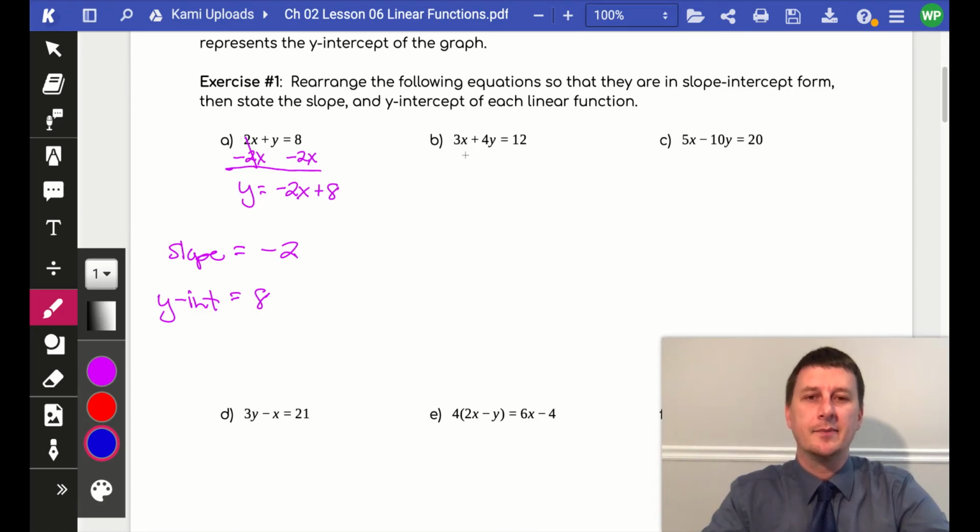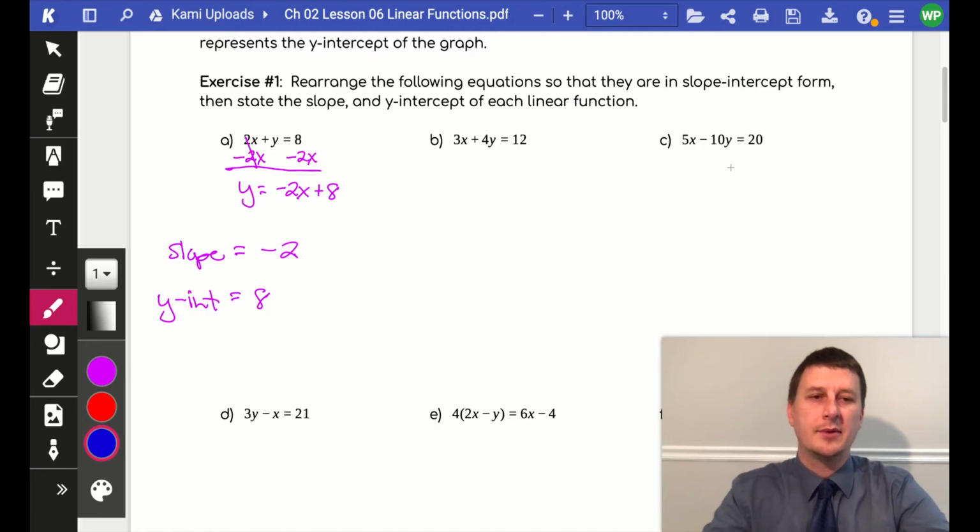And we're going to do that again. But now we have an extra step, because what's stopping y from being by itself? Well, this 4 is definitely stopping it, and this 3x. We're going to use our reverse order of inverse operations. So we're going to look for that addition and subtraction first to undo.